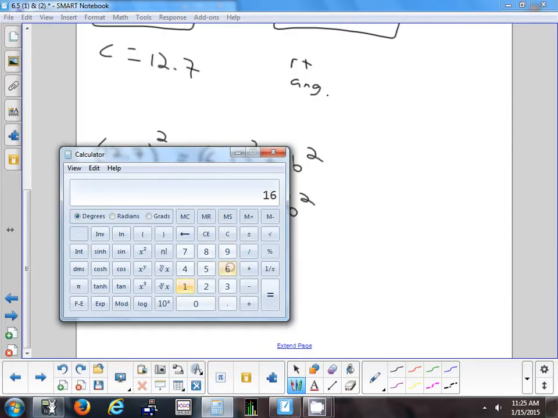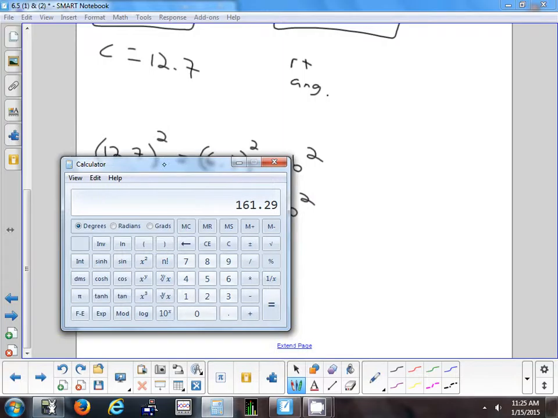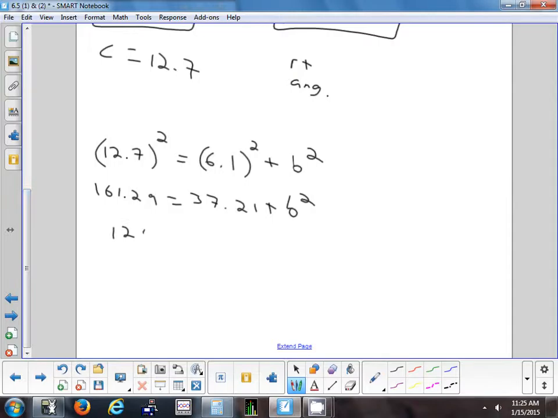So 161.29 minus 37.21 gives us 124.08. And what's my last step to get rid of the exponent on b squared? Square root. Yep. Can you explain what you're doing here? If you were explaining it to people, if you just said square root it, they might need more clarification than that. The square root of 124.08. So square root that.